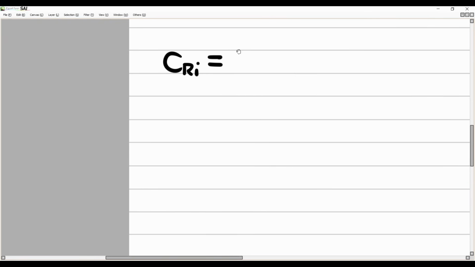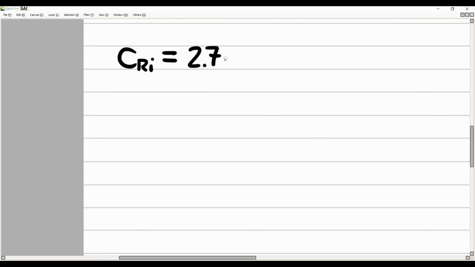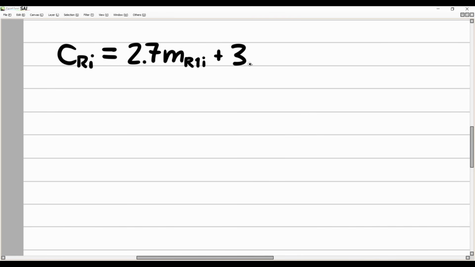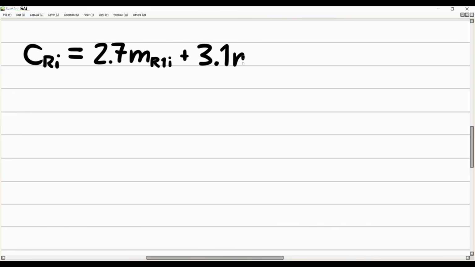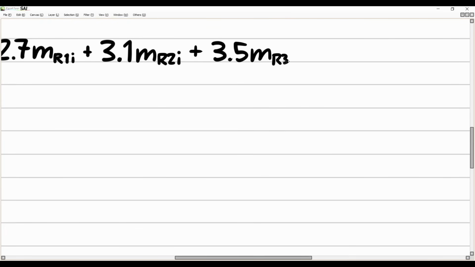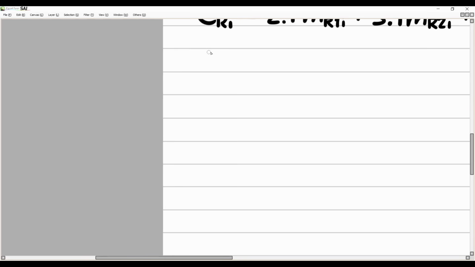So essentially, we could have 2.7. That's one of the possible ones, and then I could do MR1 for the first tier, and then the ith artifact. Then we'll have 3.1 like this, 3.1 MR2, second tier, ith artifact. And then we can do the same exact thing for our crit damage.